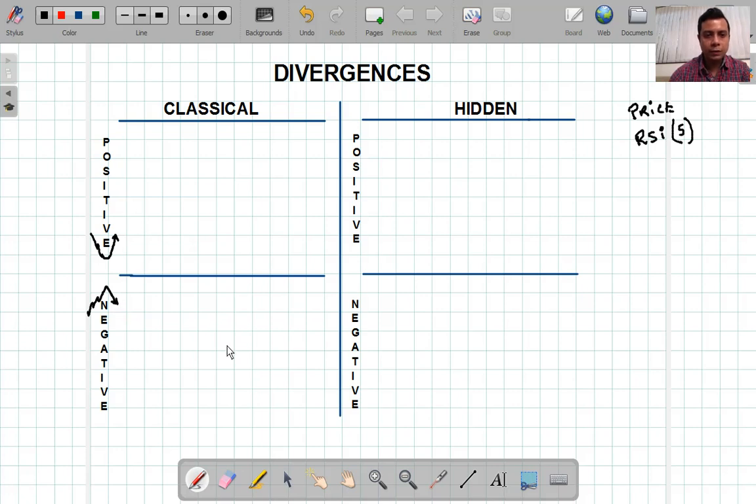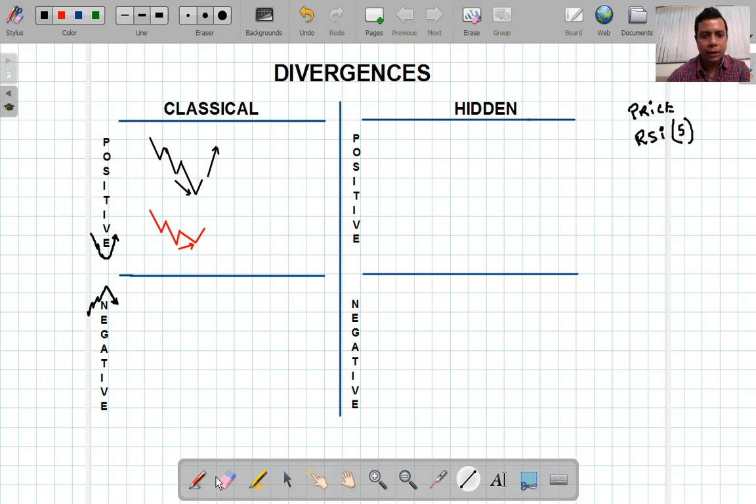So for positive divergences, you will be looking into a falling market where the market is making lower lows. As the market continues to make lower lows, our indicator should ideally be making lower lows. A classical positive divergence shapes up when the price continues to come down and make a lower low, but that same phenomenon is not mirrored by the indicator. In this case, the indicator makes a higher low.